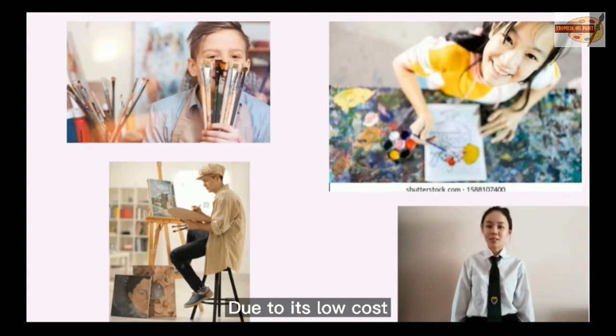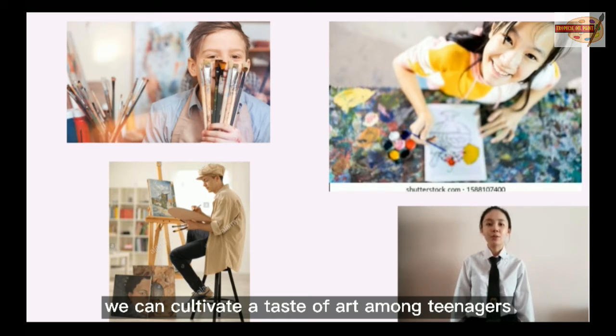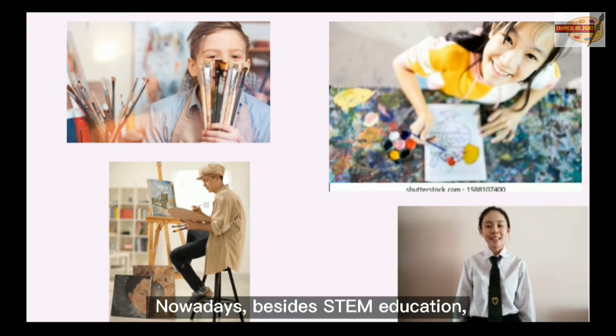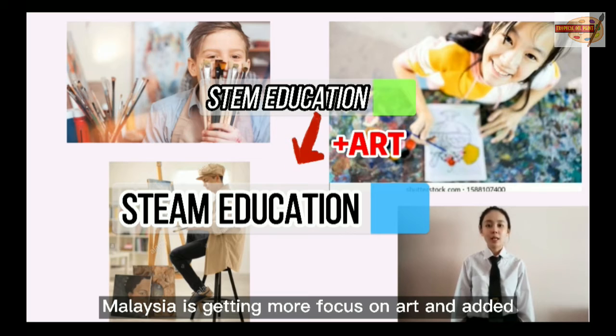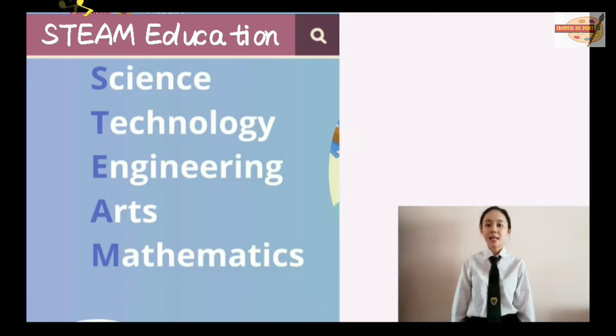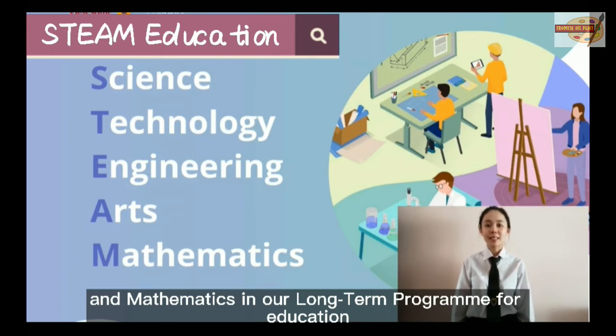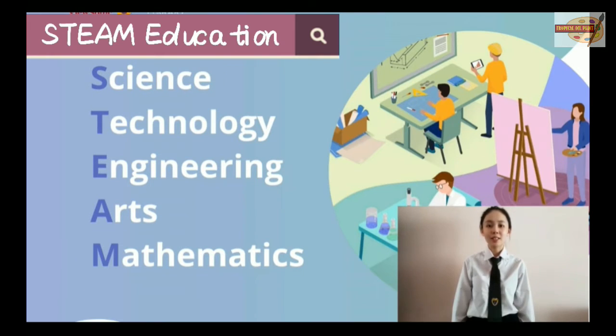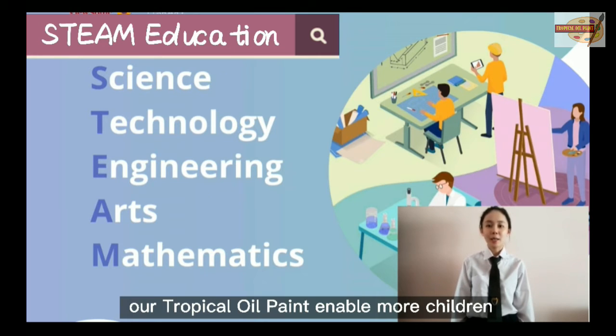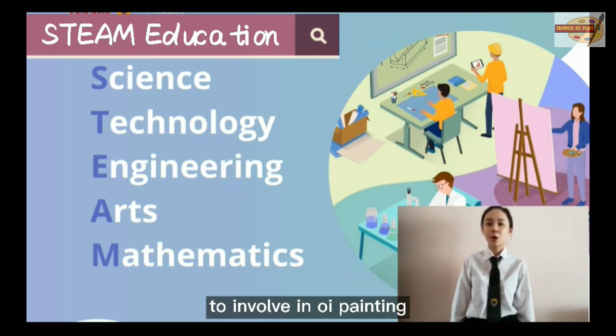Due to its low cost, we can cultivate a taste of art among teenagers. Nowadays, besides STEM education, Malaysia is getting more focused on art and added STEAM education, which stands for Science, Technology, Engineering, Arts and Mathematics in our long-term program for education. In conclusion, our tropical oil paint enables more children to get involved in oil painting.